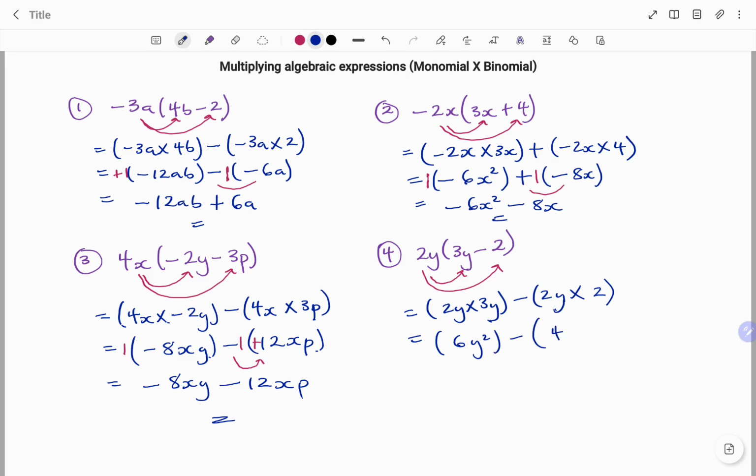2y times 2, that's 4y. Taking out the bracket, I have an invisible 1 here. I have an invisible 1 here. 1 times 6y squared, positive 1. Positive times positive, it still remains positive. So I have 6y squared. However, in the second expansion, I have a plus in front of my 4y. Minus times plus, that will give me minus 1 times 4y, 4y. If you check my answer, I can't simplify further. So my answer is 6y squared minus 4y.